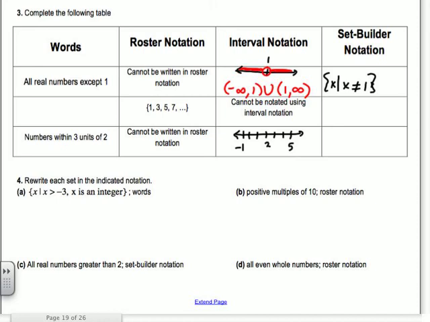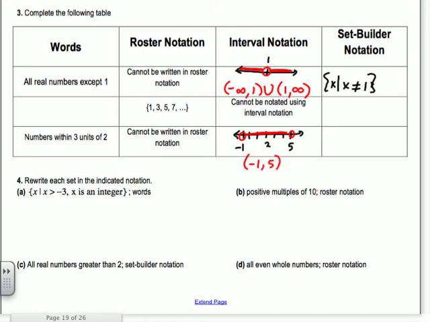All right, when you hear "within," do you think it includes the endpoints or no? I would think no. Yeah, so I do open circles on the ends and include everything in between. So all those numbers between negative 1 and 5 are within the 3 units of 2. All right, so interval notation would be parentheses, negative 1 to 5, parentheses.